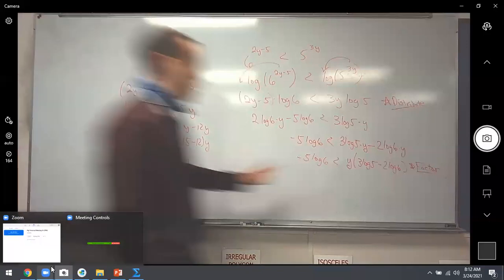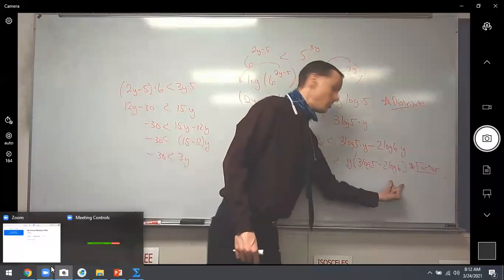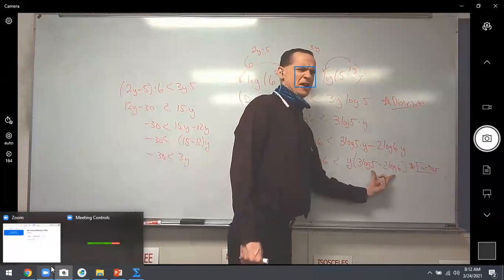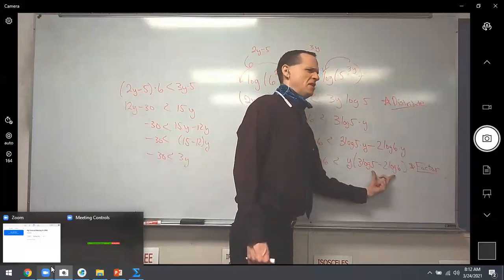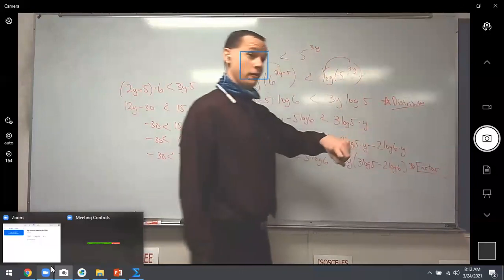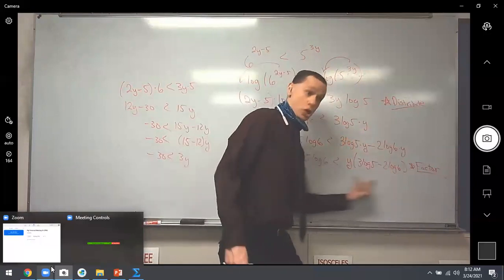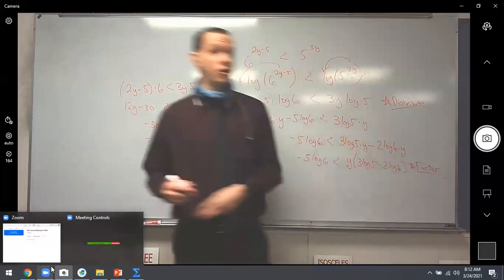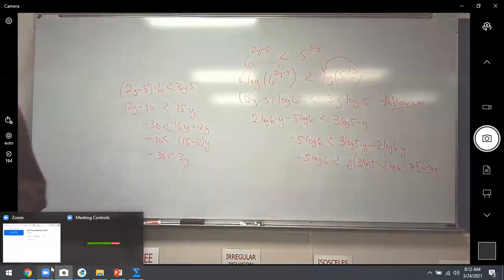So I'm about to divide by this thing, right? Are you comfortable with whether that's positive or negative? I'm not either. Why don't you take a second in your calculator and just type in this part. Type in 3 log 5 on your home screen. Remember, you can just use that log button, right? You don't have to go to math or any of that nonsense anymore. Type in 3 log 5 minus 2 log 6. And let's just see if it's positive or negative.